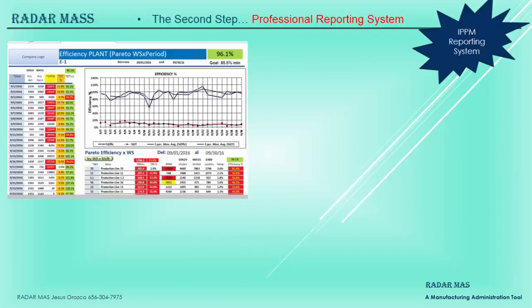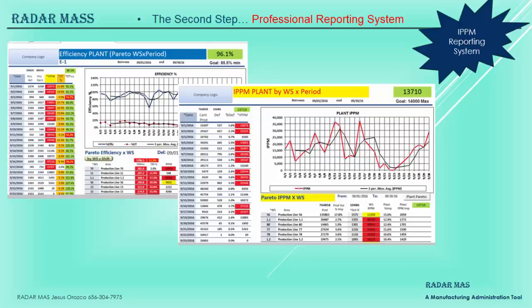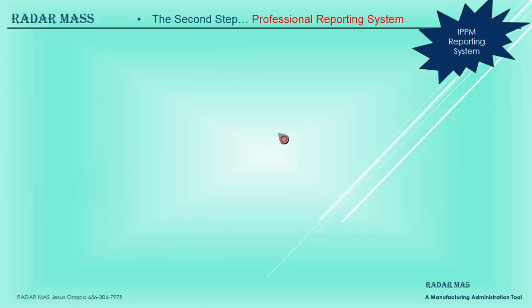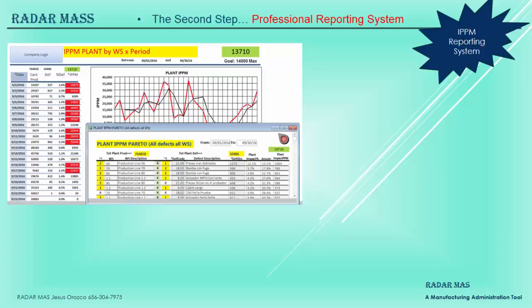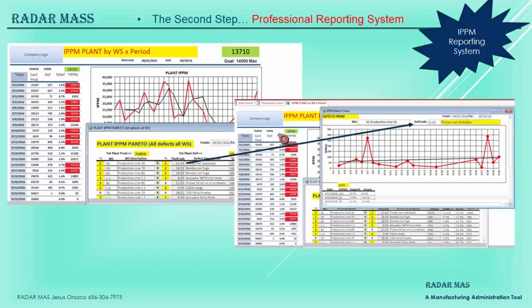The IPPM reporting system contains all general and specific reports to help us in the understanding of very extreme details. For example, plant efficiency combined with the IPPM and downtime, IPPM plant by workstation during a period of time, IPPM by workstation by period, and a Pareto chart of all defects with direct access to every single defect code trend.